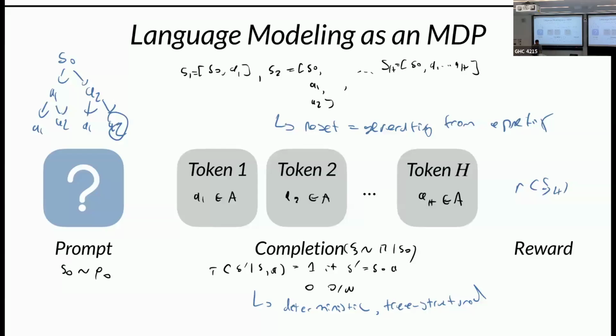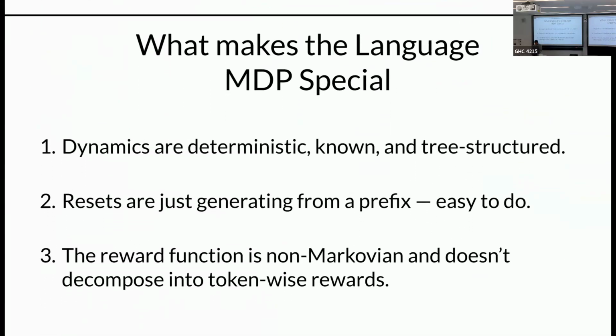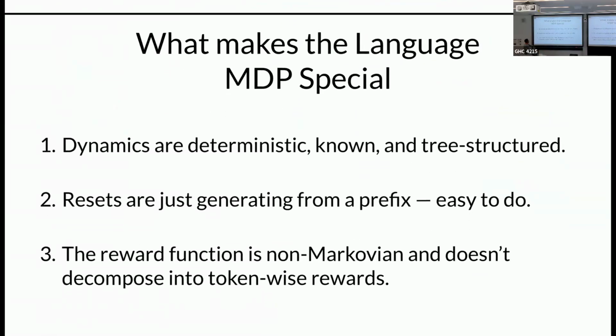Okay. So maybe just to recap those points, I think there's a couple things that make this language MDP special. One is that the dynamics are deterministic, they are known, and they are tree structured, right? This means a lot of this is both good and bad. Deterministic is nice, we talked about for a few reasons. Tree structured is less nice because you don't have this sort of exponential blow up in the state space size.